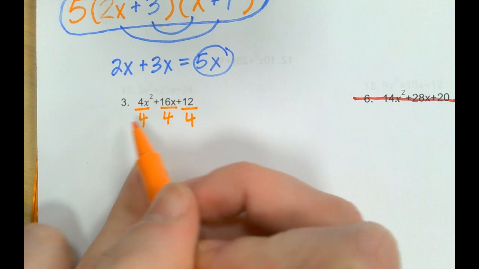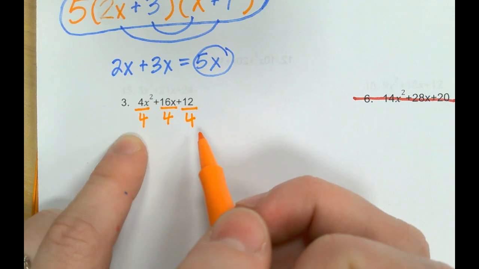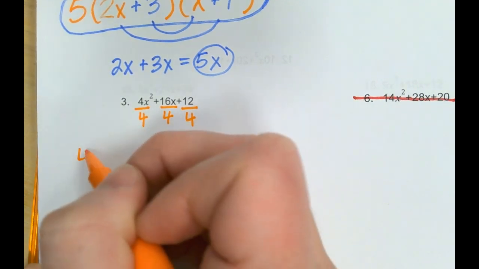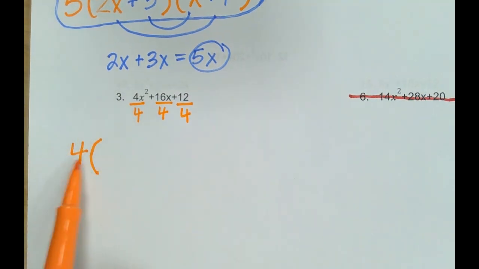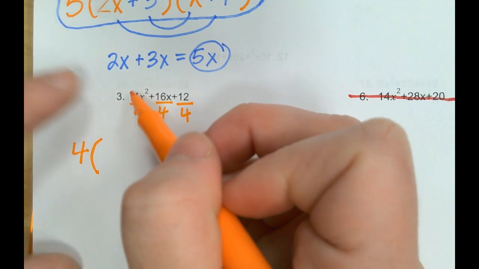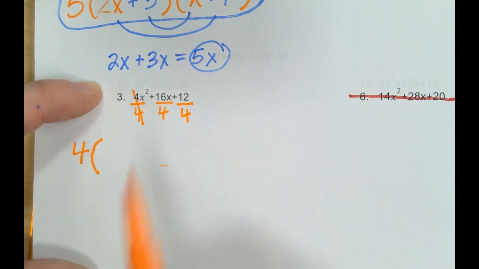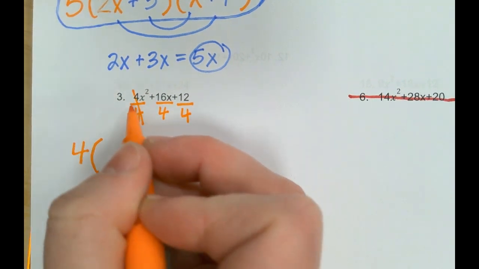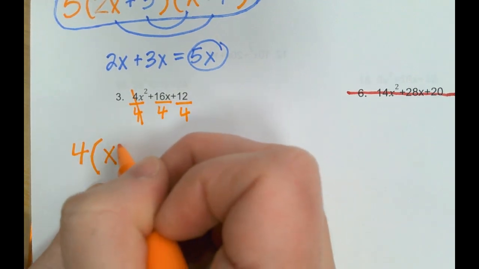Okay. So what am I going to do with this 4 now, since I'm dividing everything by it? Yeah, we're going to bring it down, and it's going to be part of our answer. Okay. So I've got 4 and a parentheses. What am I writing inside this parentheses here? Yeah, okay. Thank you, Diana. We're dividing. 4 divided by 4 is 1. So we would have 1x squared as our first term. We don't need to write the 1. So I'm just going to write x squared.